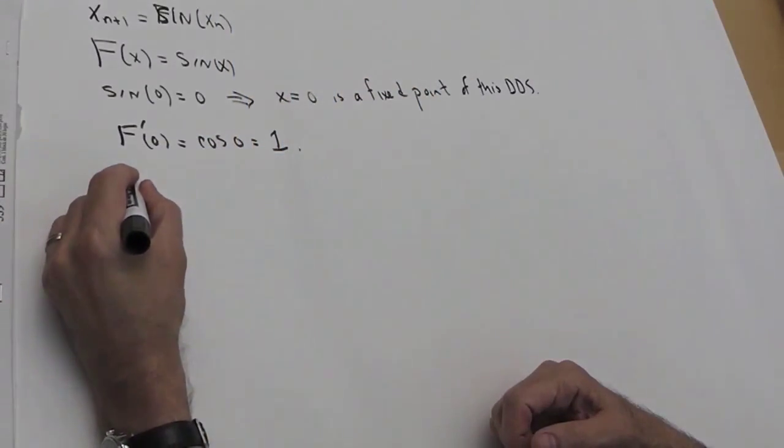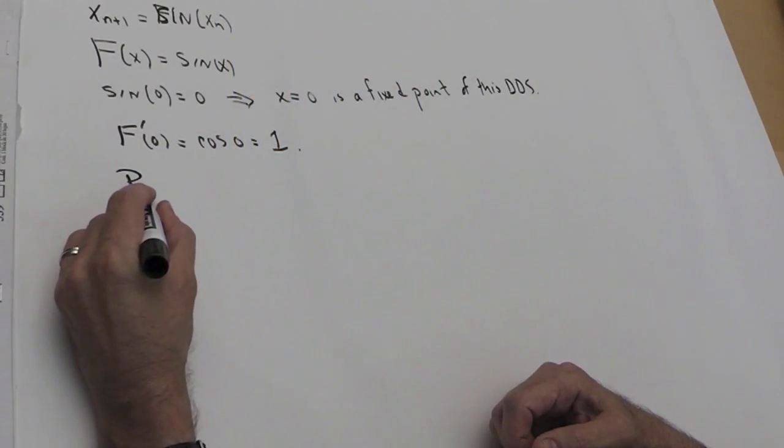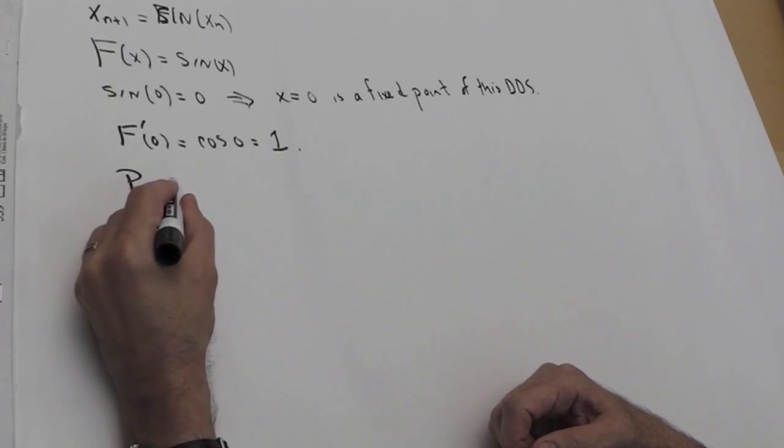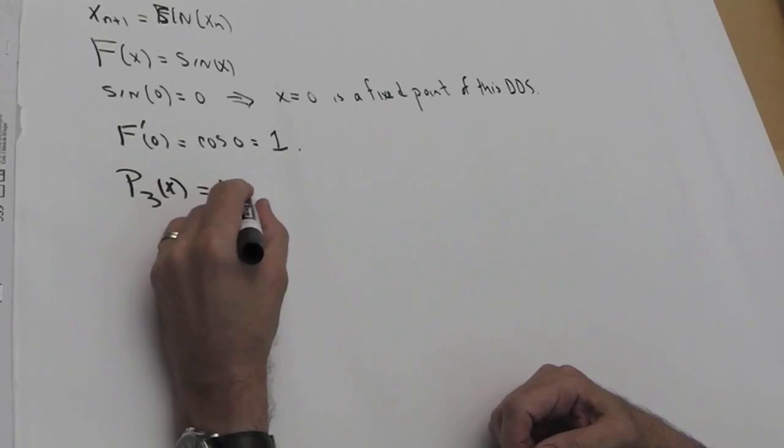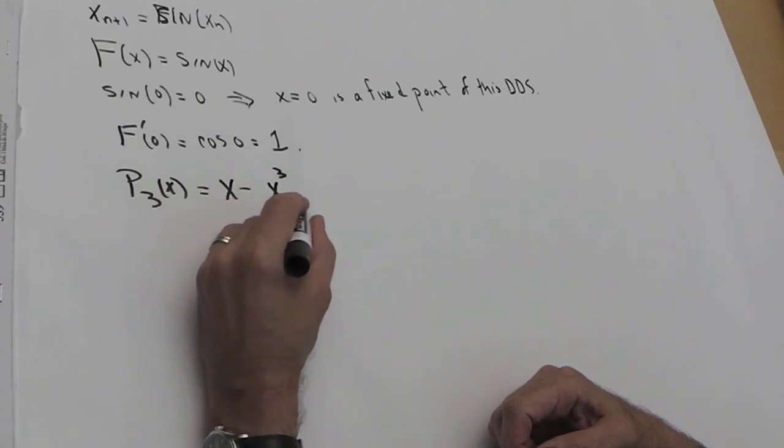If the derivative at the fixed point was bigger than 1, then we would have a repelling fixed point. And if the derivative at the fixed point was less than 1 in absolute value, we would have an attracting fixed point. But when it's equal to 1, we don't know. So what we're going to do is use the Taylor polynomial, which looks like the sine function close to 0, to help us figure this out. Now, we figured out the Taylor polynomial of the sine function before, so I won't do that here. The third degree Taylor polynomial of the sine function was x - x^3/6.